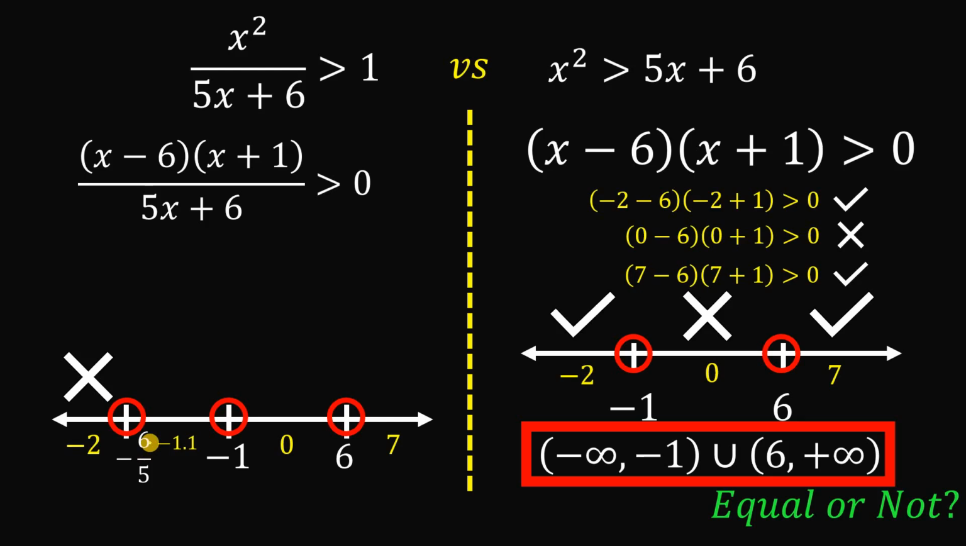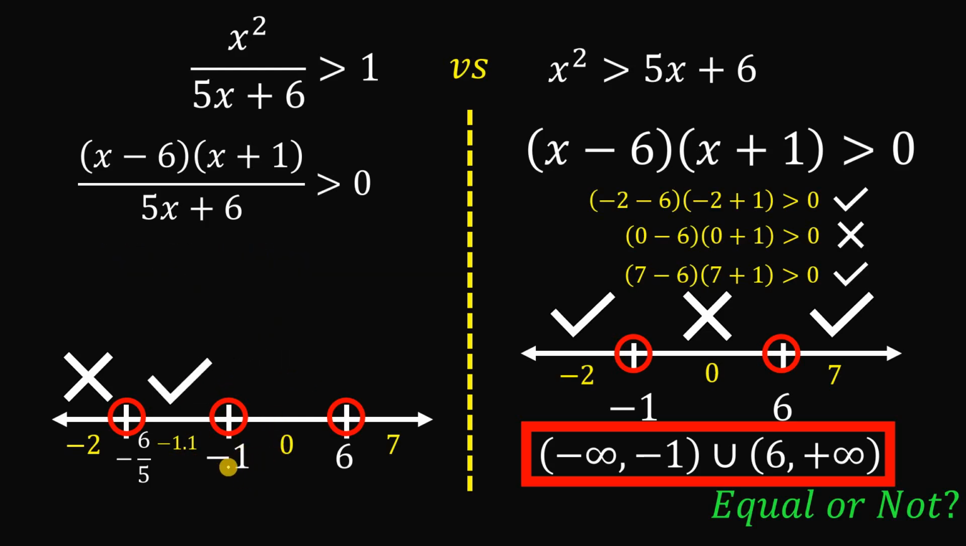Next, how about between negative 6 over 5 and negative 1? So we have our test point, negative 1.1. Now, using the sign analysis test, this factor is negative, this factor is negative, the denominator is positive. So negative times negative is positive, positive divided by positive is positive. So this number is greater than 0. So this interval is okay. All right? This is accepted.